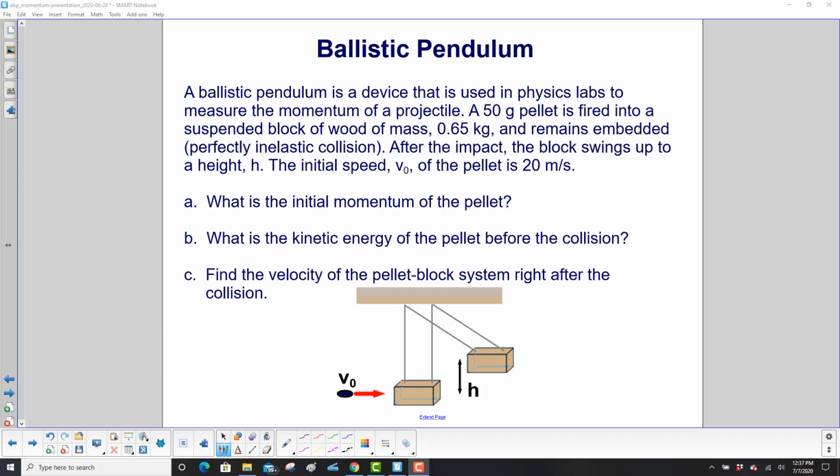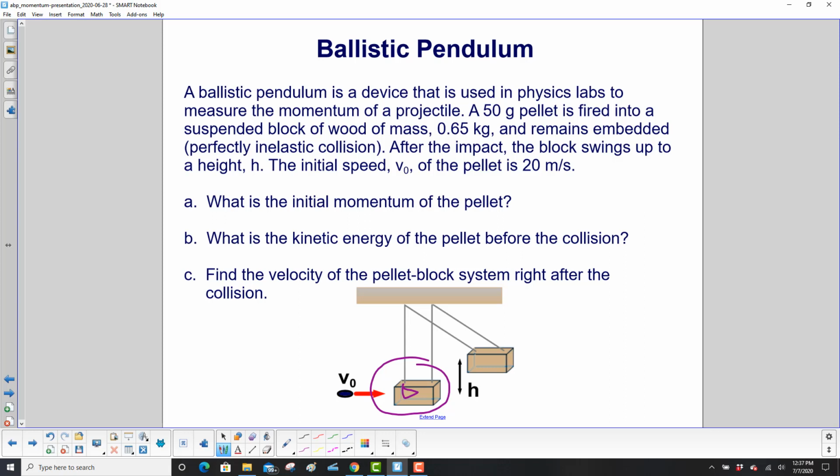A ballistic pendulum is a device that is used in physics labs to measure the momentum of a projectile. Our problem here is we have a 50-gram pellet fired into a suspended block of wood of mass 0.65 kilograms, and it remains embedded. So the bullet gets here, gets stuck in there. The pellet gets stuck in the block. That's a perfect inelastic collision.